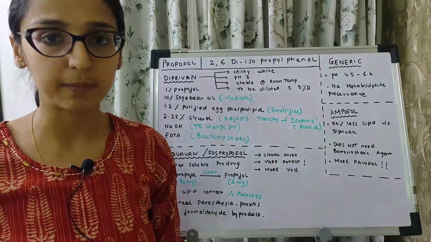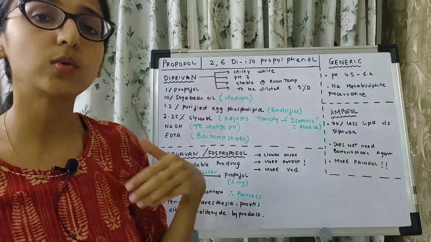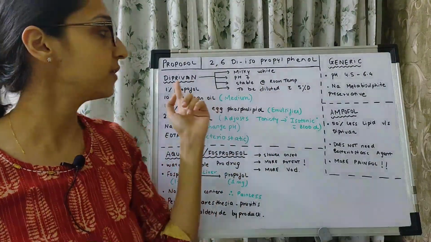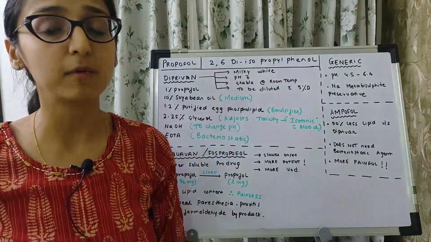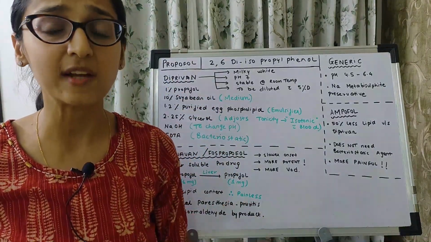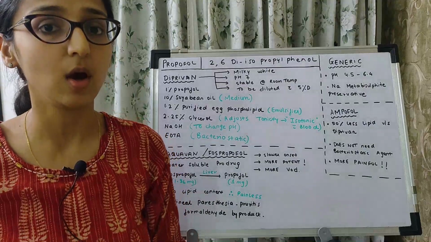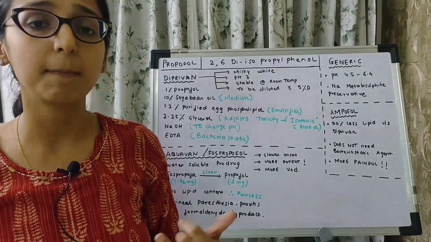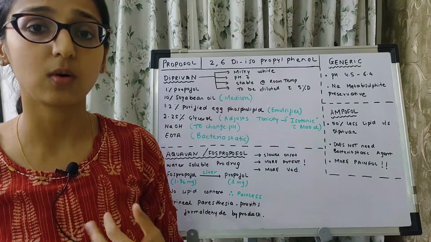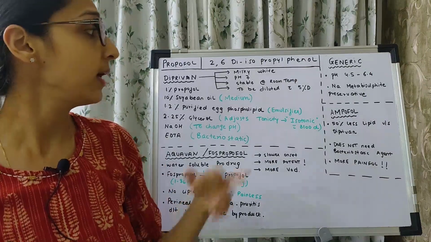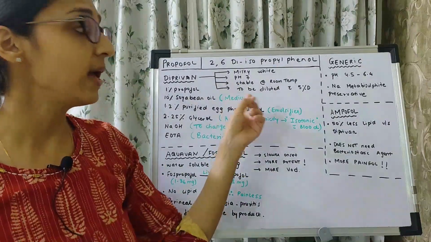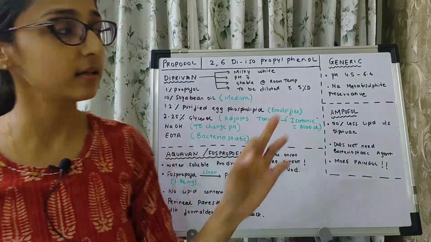Okay, there are different preparations of propofol. So let's go through each of them one by one. The first preparation we shall understand is Diprivan, because it is the formulation that we are using on a daily basis. Diprivan is milky white in appearance. The pH is 7. It is stable at room temperature and it should be diluted with 5% dextrose.